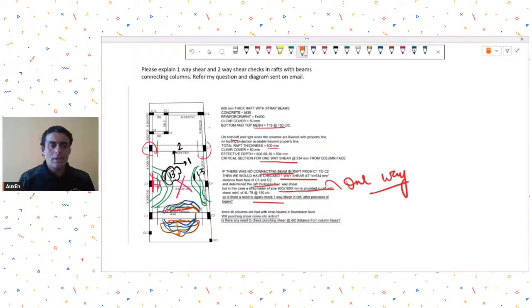Again, for punching, it depends. SAFE software will not check punching if you have tied it with beams, but a good way to check whether punching stresses are getting critical even after providing the beams is to check for the S max stresses.